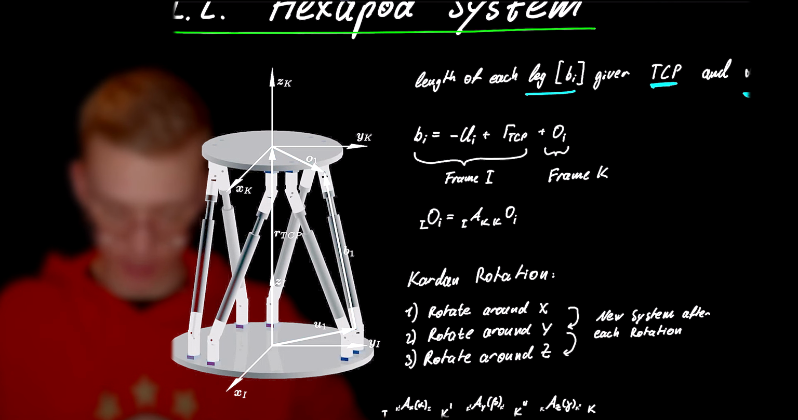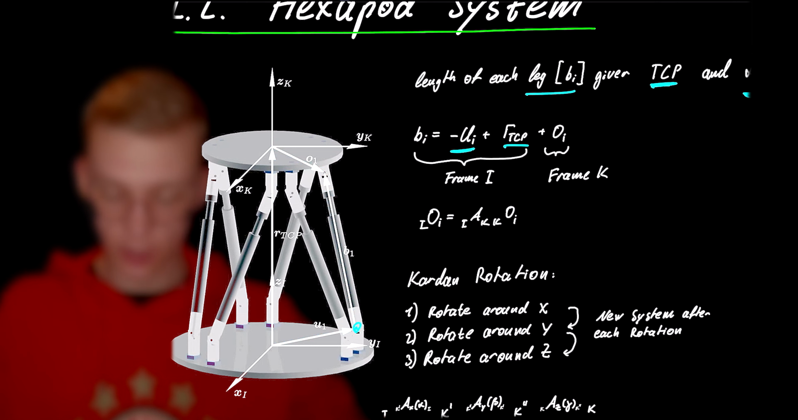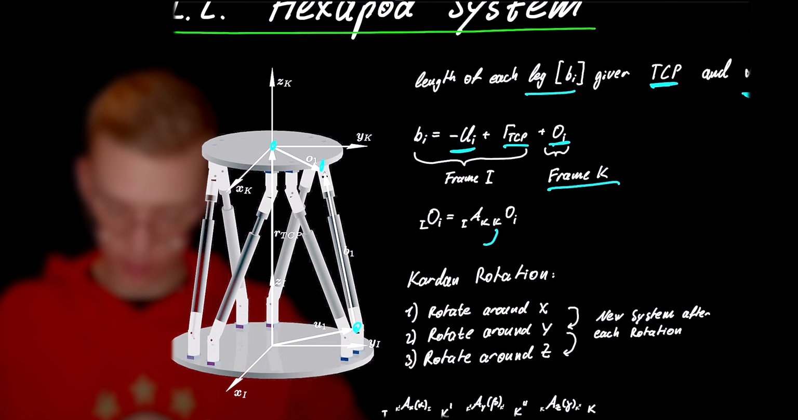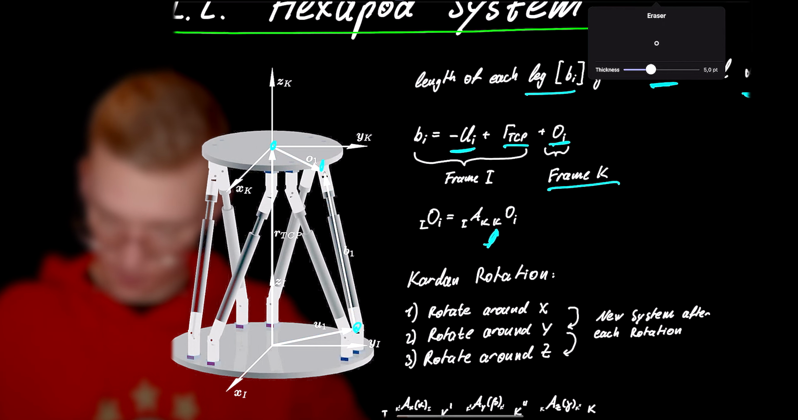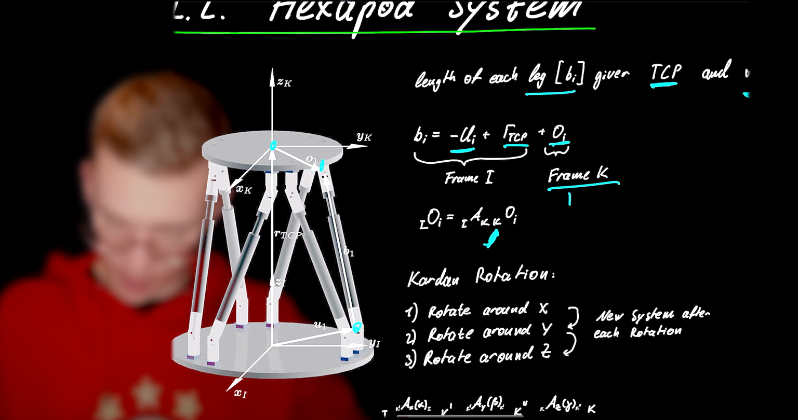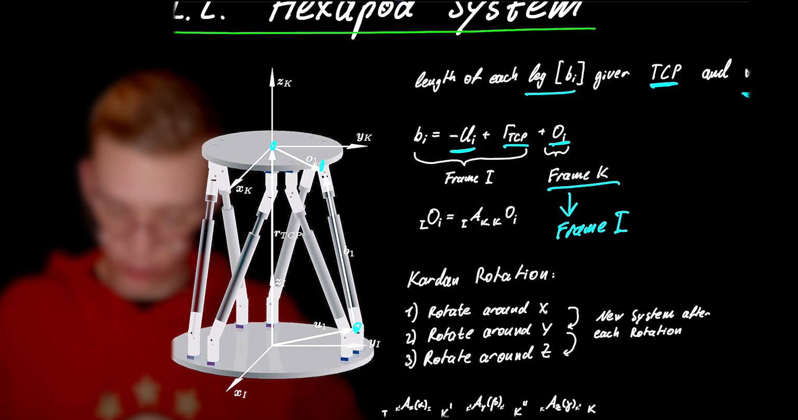The problem is that we have the U, so the position of the start of our leg in coordinate frame I. We have the tool center point in coordinate frame I, but our distance from the tool center point to the connection of the leg is given in coordinate system K. And we need to transform from K to I. So we have to get from the coordinate frame K to frame I. And we do that with a simple transformation matrix. So we go from K to I.